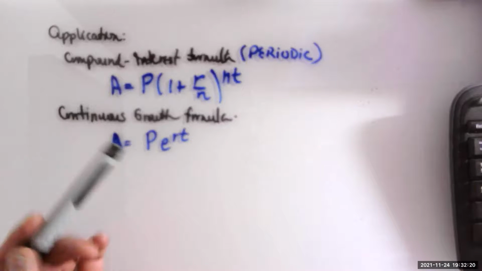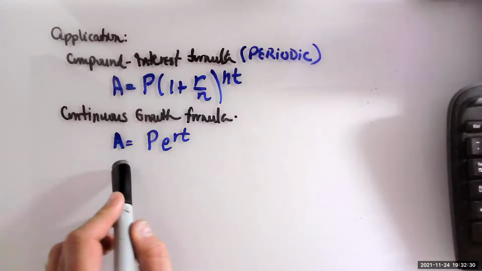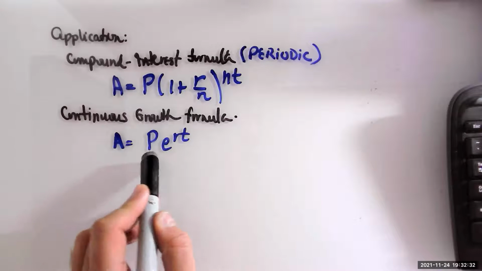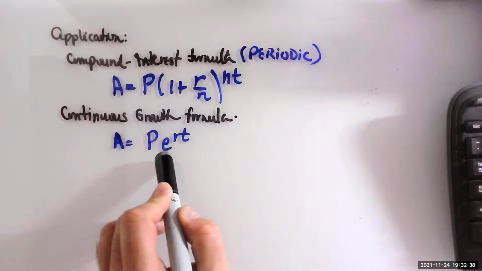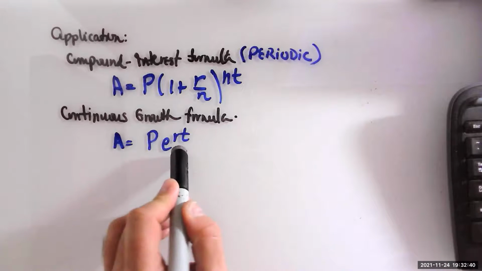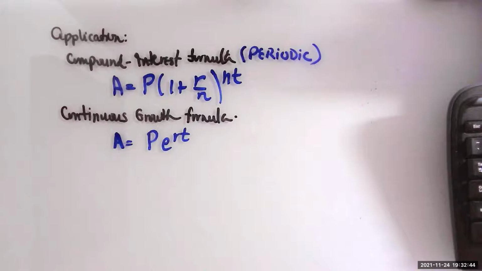That is discrete. But what if we apply the interest rate continuously all the time? That's where the PERT formula comes from. A, the amount, equals P, the principal or the present value, times e raised to the rt, where r is the rate in decimal and t is in years. So let's go ahead and do a couple of examples.